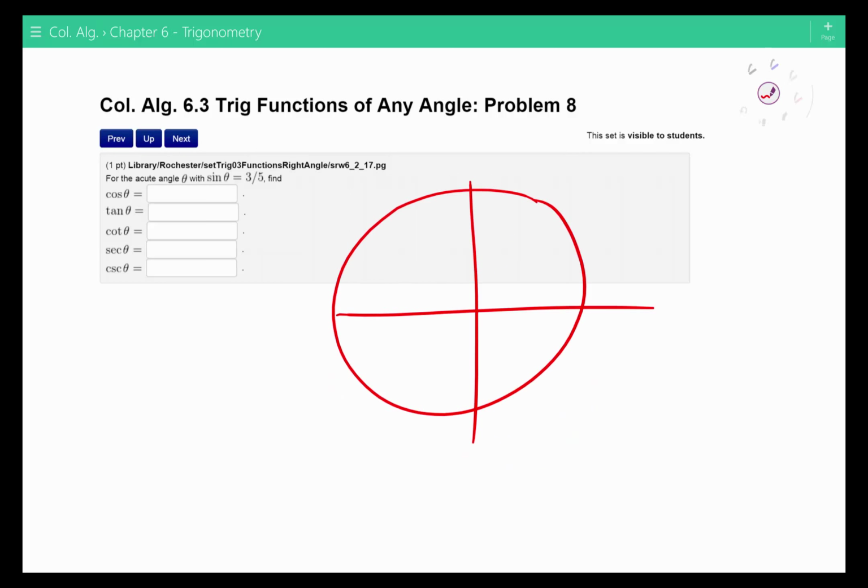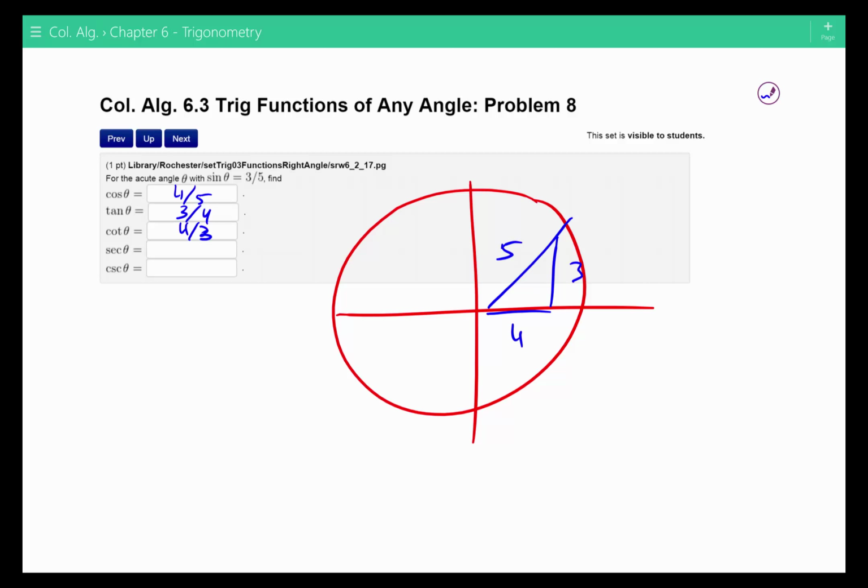Alright, next problem says for the acute angle, it gives us a sine relationship, so I'm going to draw an acute angle in the first quadrant here. The sine relationship is opposite over hypotenuse. If I do the Pythagorean theorem, it's going to give me 4 here, and then I can find the cosine of theta, which is adjacent over hypotenuse. The tangent is opposite over adjacent. The cotangent's the reciprocal of that.